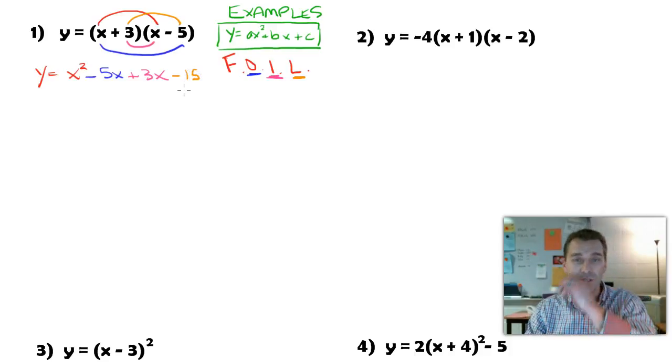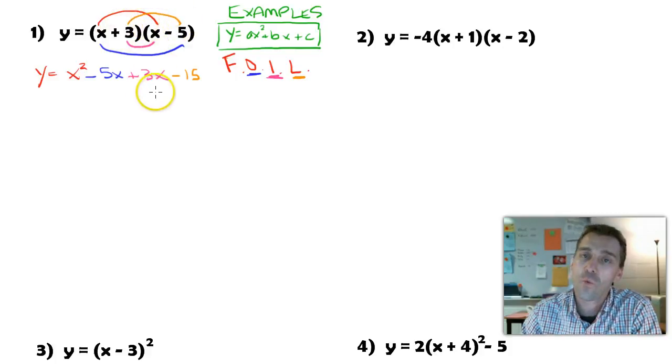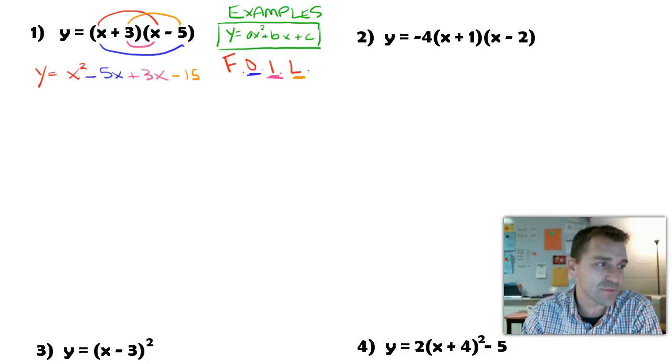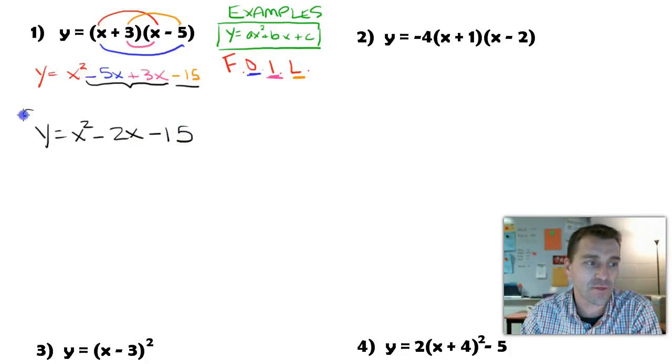So all you're doing is double distributing. You're taking the x times x and x times negative 5, and then 3 times x and 3 times negative 5. Wonderful. As soon as we do that, we're not done, because that's not in this form yet. You just have to take your like terms and combine them. So my final answer would be y equals x squared, and then negative 5x plus 3x gives me negative 2x. And this right here is just itself, the constant.